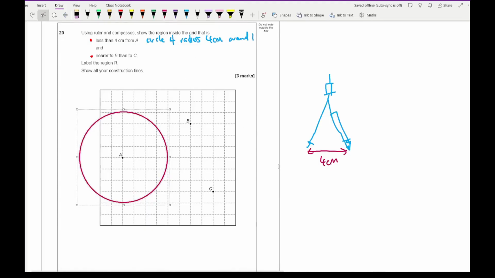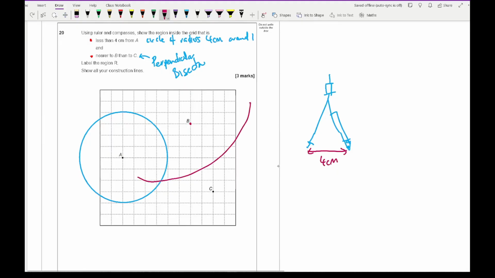Now the next thing we need to do, for the second constraint, is to do what we call a perpendicular bisector, which is basically drawing a line that is exactly halfway between B and C. Now to do this, what you need to do is set your compass. Now it just needs to be more than halfway between B and C. And what you're then going to do is, with your compass point, you are going to put the pin on B, and you're going to draw an arc somewhere in between B and C. So it should look something that looks like this.